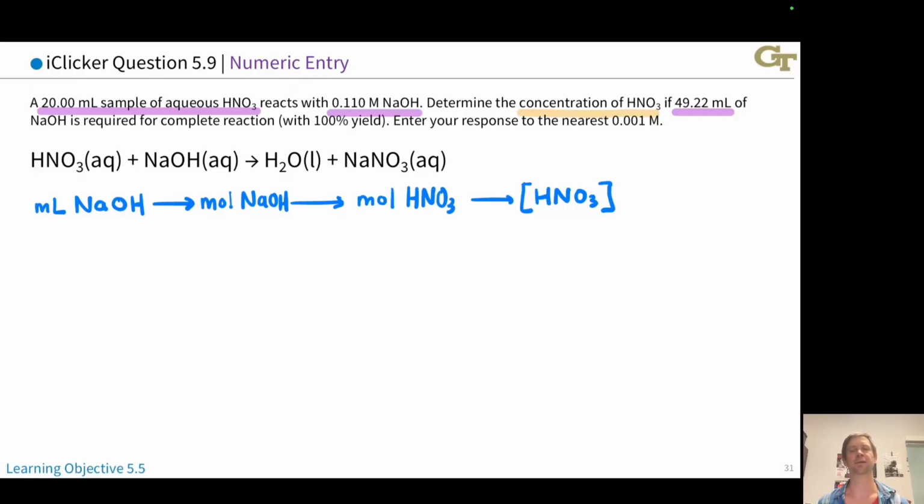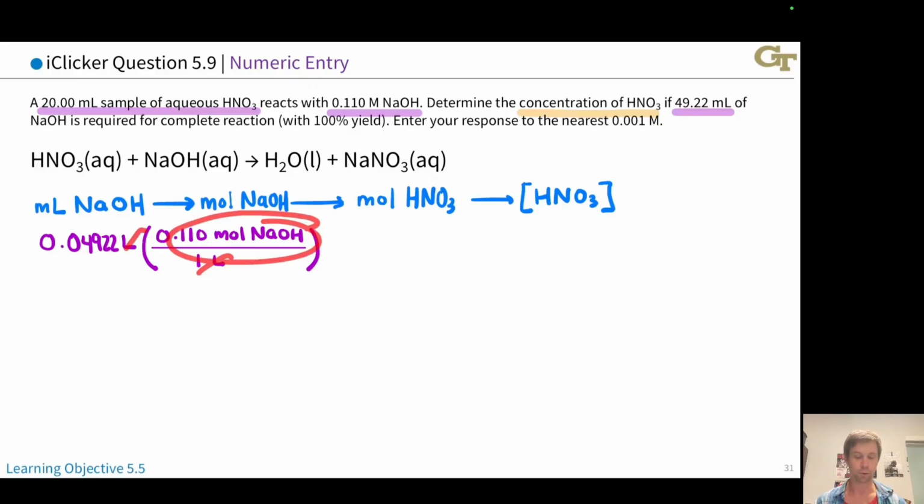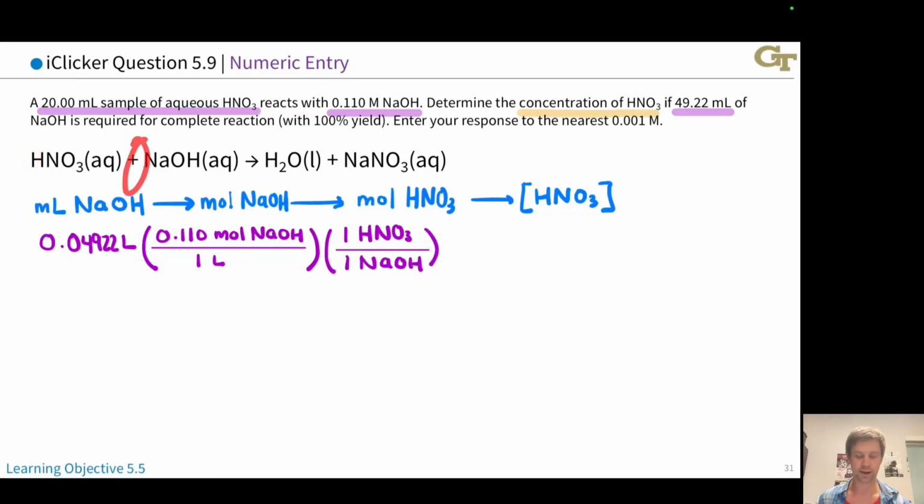All right, what does this look like in practice? Well, now we can plug in the actual number here, 0.04922 liters. I went ahead and converted to liters since this will make it relatively easy to work with the molarity. Liters will cancel with the units of liters in the molarity. We're going to multiply by that molarity of sodium hydroxide. That will divide out these liters and leave us with the moles of NaOH. We'll use the 1-to-1 mole ratio from the balanced chemical equation, 1 HNO3 to 1 NaOH. Next, to convert, quote unquote, from moles of NaOH to moles of HNO3.